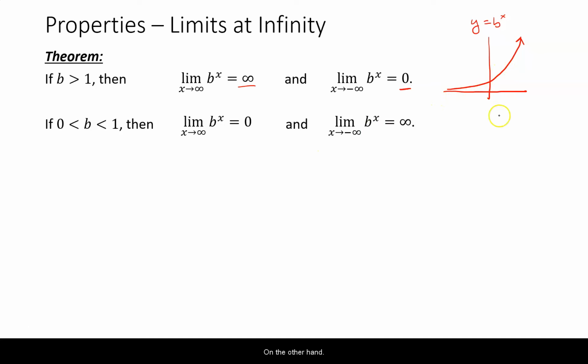On the other hand, if b is less than 1, then it'll be the opposite direction, where it's now decreasing. So here b is greater than 1. Here b is between 0 and 1.